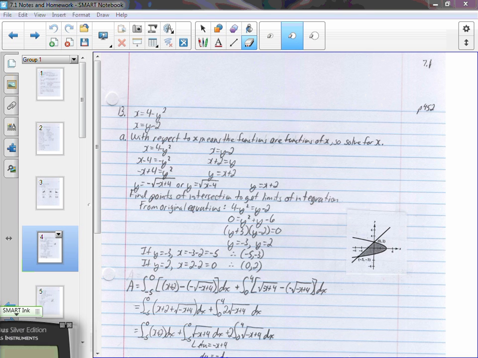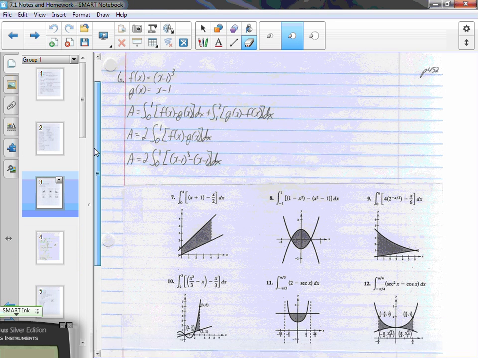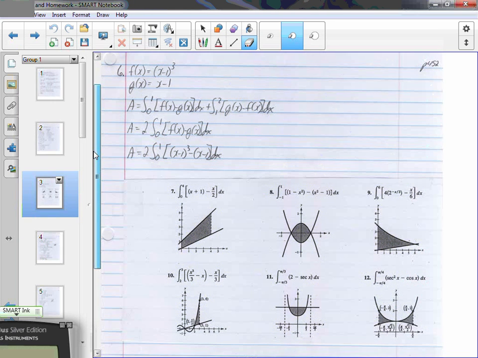All right, what would you like to see from yesterday's work? 5, 6 first, huh? You want me to go backwards? Is that possible? All right, number 6. The directions say to set up the definite integral. All right, so we will. We'll even solve it if you want to.